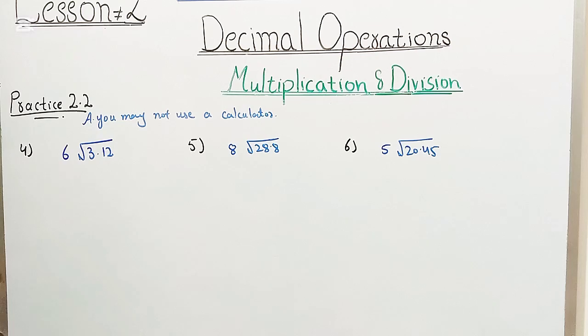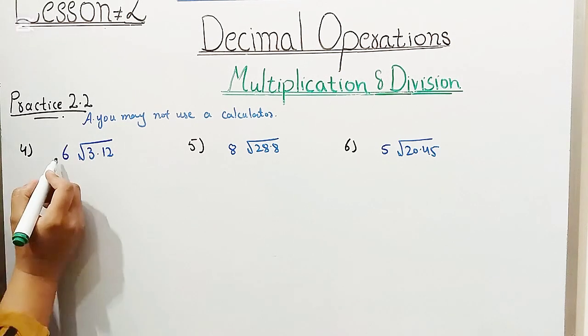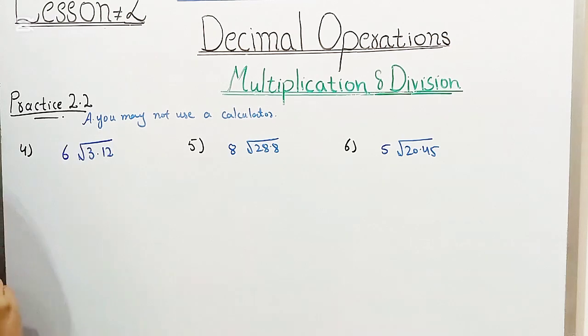Question number 4. 3.12 divided by 6. Now it's a divisor, it's a dividend. Now the answer will be the quotient. 6 2s are 12. 6 3s are 18. 6 4s are 24. 6 5s are 30. 36. 42. 48.